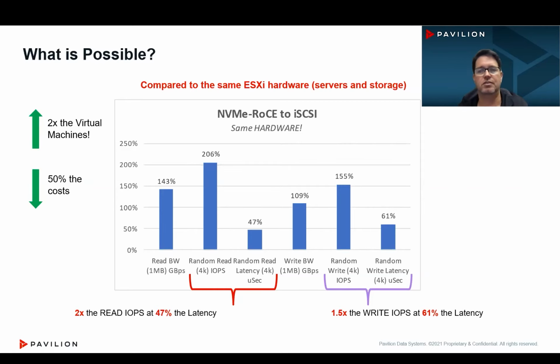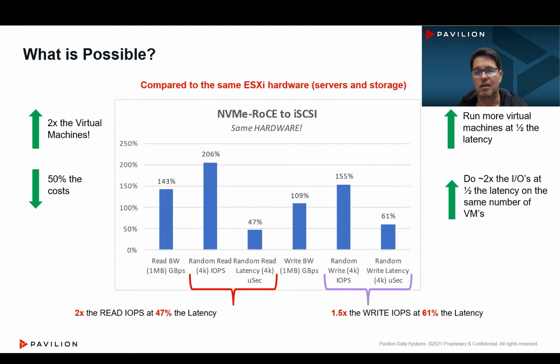they could run twice as many virtual machines at half the cost, because you're cutting your hardware cost, your networking cost, your management cost, your licensing costs. Double your virtual machines, cut your costs in half. They could run more machines at half the latency. They could do twice the IOs at half the latencies on the same VMs. And they got massively improved bandwidth for your high performance app workloads, such as AI, ML, analytics, all these things that are being supported today.